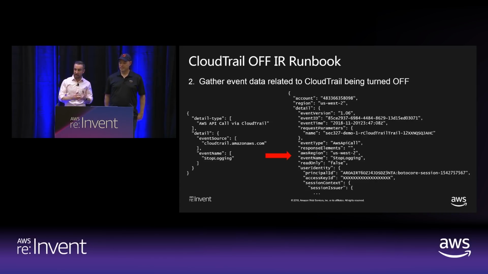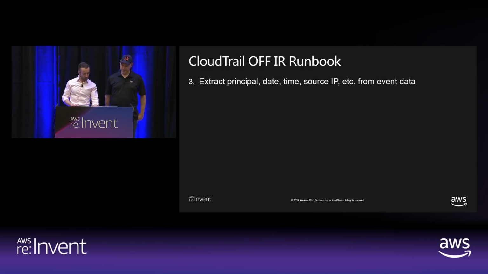And you get the name of the trail, because that is part of the input for the Lambda function, and other things like who is doing it and what time it was, things like that. So in the context of this particular runbook, we're going to pull that name into the Lambda function to use it to start logging again. So now we need to get more information. We need to extract the principal, the date, the time, the source, and so on from the event data.